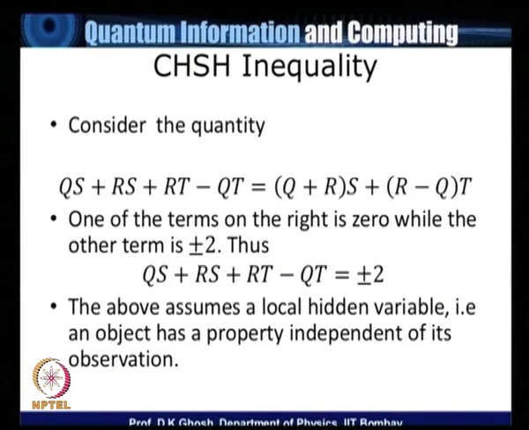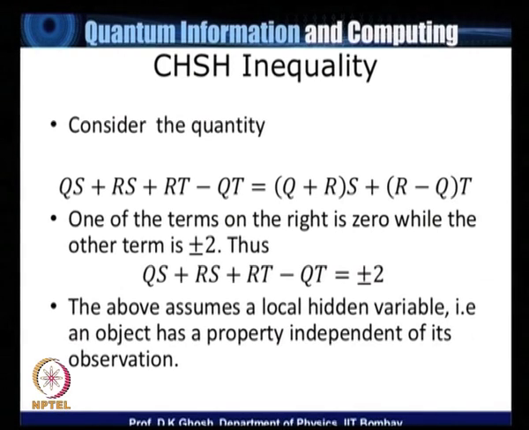Now, let me look at the value of the quantity QS plus RS plus RT minus QT. What does it mean? I pick up maybe the first set of observations, where in the table Bob is measuring S and Alice is measuring Q. So, that is a QS. And from another part of the table, I pick up an RS, another part RT, another part QT. And I look at this quantity, which is QS plus RS plus RT minus, note the minus sign, minus QT.